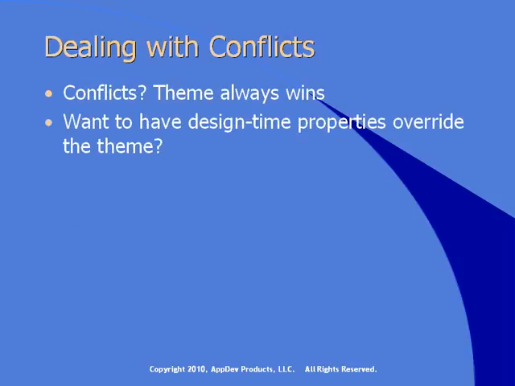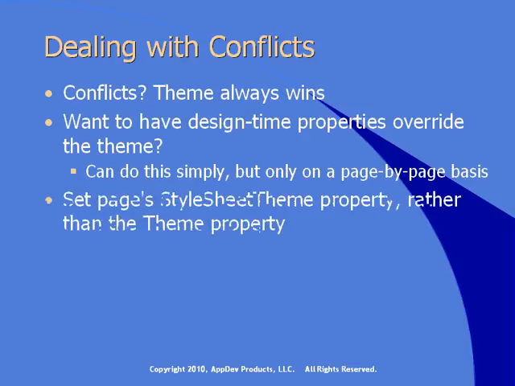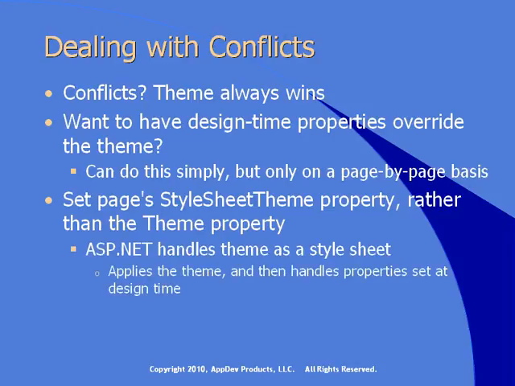What if you want to have a design time property which overrides the theme? You can do this simply, but only on a page-by-page basis. There is a style sheet theme property, and you can set that property rather than the theme property. And if you do that, ASP.NET handles the theme as a style sheet, and that means it applies the theme and then handles properties set at design time, just like it would with CSS. So if you choose to set the style sheet theme property to the name of the theme, you'll find that design time properties will override properties set in the theme.